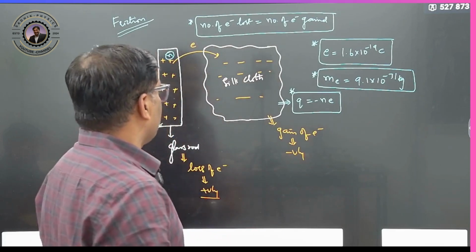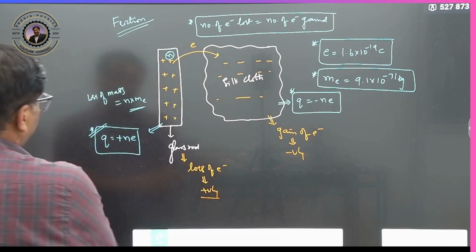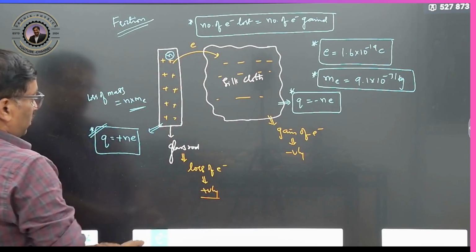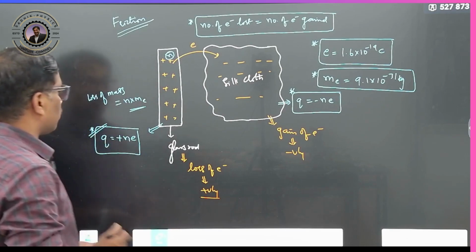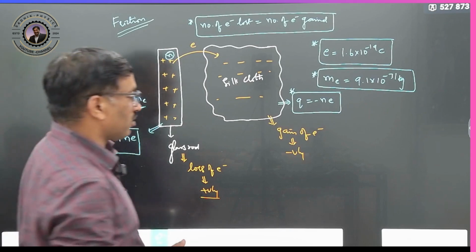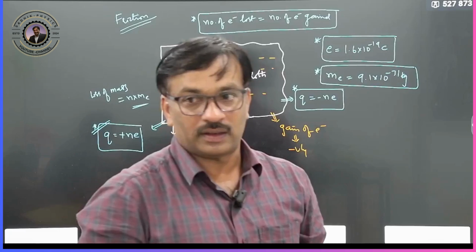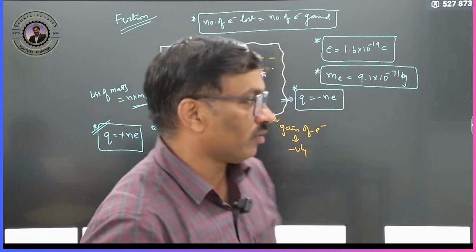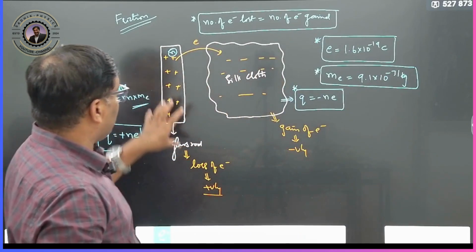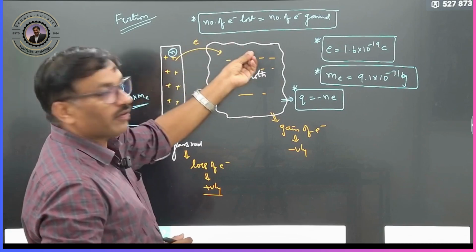So now, clear? Now we want to write Q equals Ne. We will do one simple question on this one. Here we can see one more phenomenon. See here, this glass rod is losing some number of electrons.